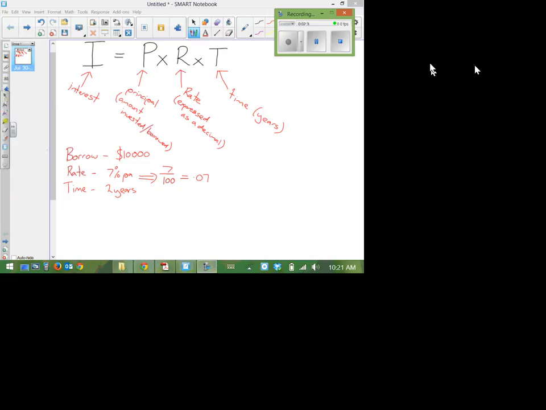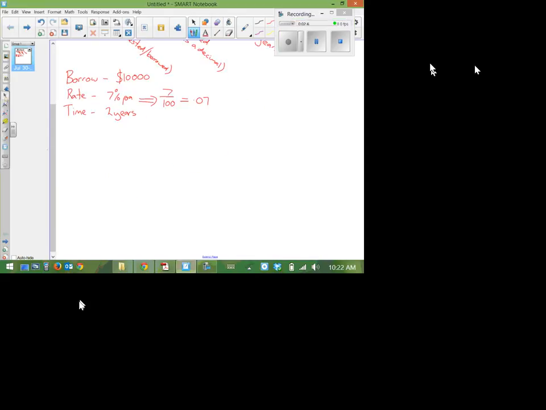So whenever you have something that's expressed as a percentage and you want to convert it to a decimal, you must divide it by 100. Okay? Scroll up a little bit. So now to do our calculation, we put those numbers into the formula and it will tell us how much interest we have to pay. Remembering we're borrowing money in this case, so we're going to have to pay interest to the bank or whoever we borrow the money from.